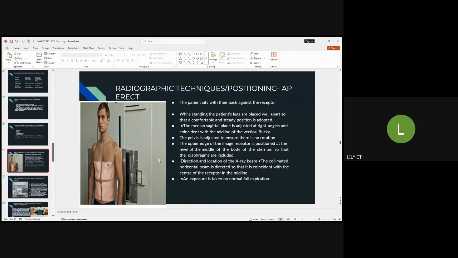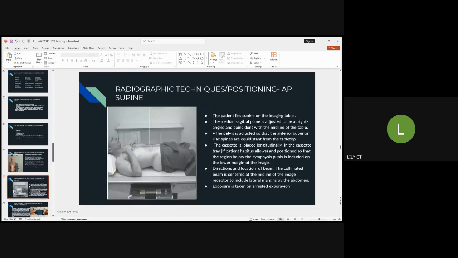The collimated horizontal beam is directed so that it coincides with the midline, with the center of the image receptor in the midline. And exposure is taken on full expiration. This is the positioning for AP supine.